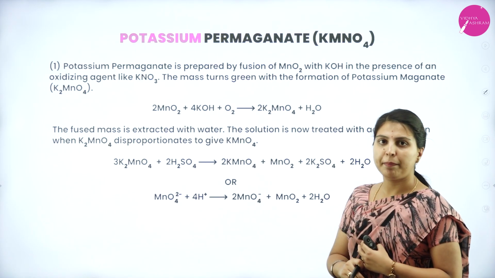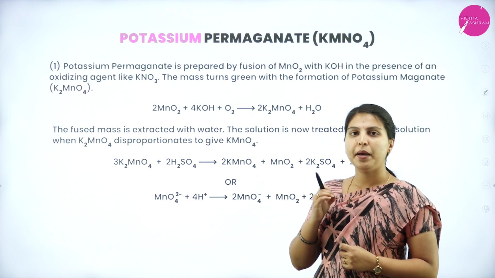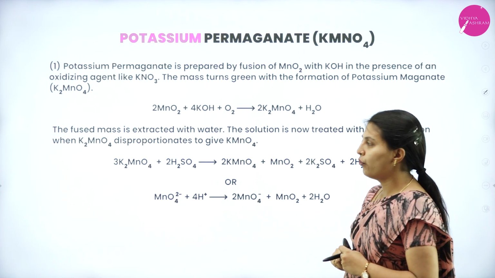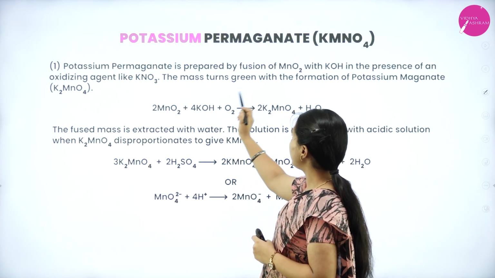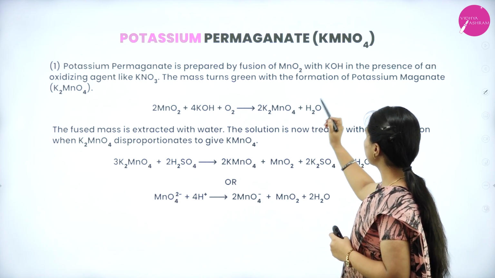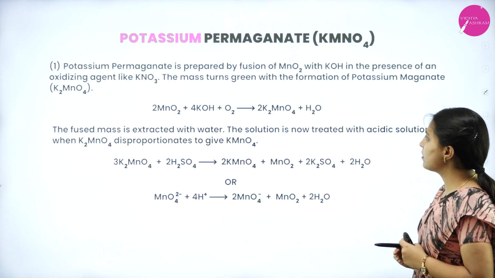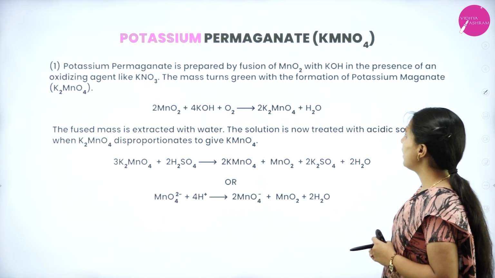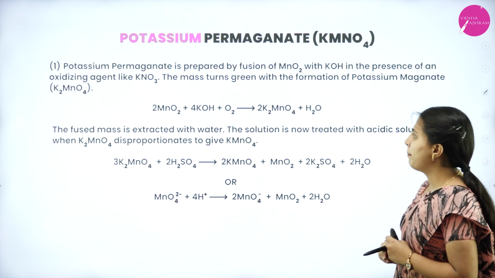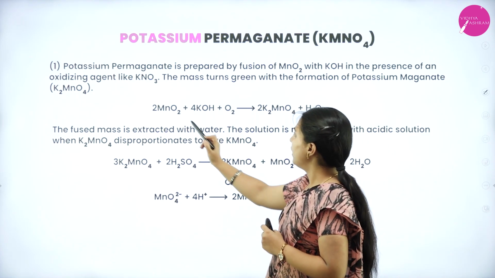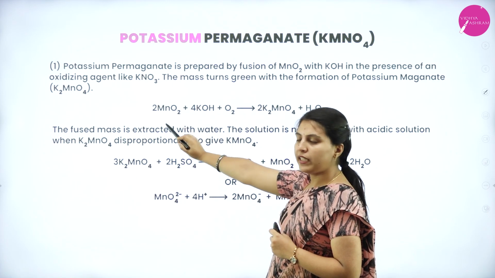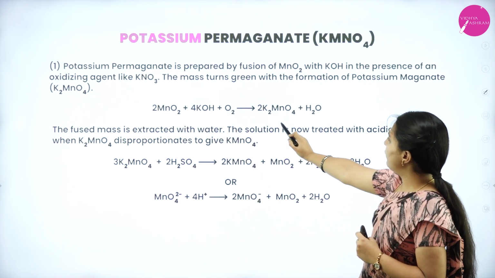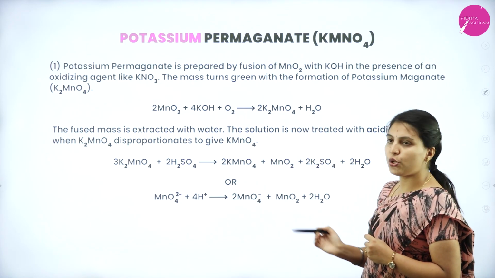Next, potassium permanganate. Usually it is pink in color. The molecular formula is KMnO4. Potassium permanganate is prepared by fusion of manganese dioxide with potassium hydroxide in the presence of an oxidizing agent, potassium nitrate. The mass turns green with the formation of potassium manganate solution. This is MnO2, that is manganese dioxide, with potassium hydroxide in the presence of air. It will form potassium manganate with the liberation of water.